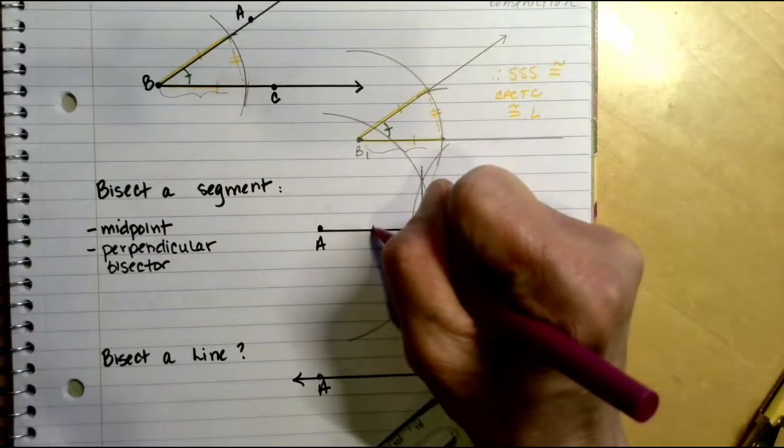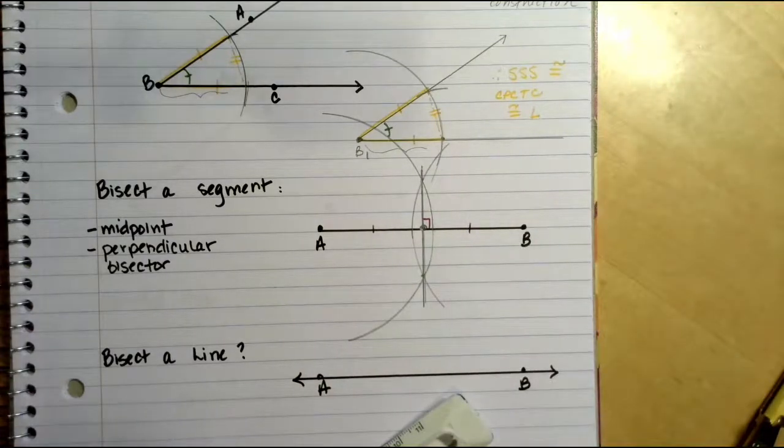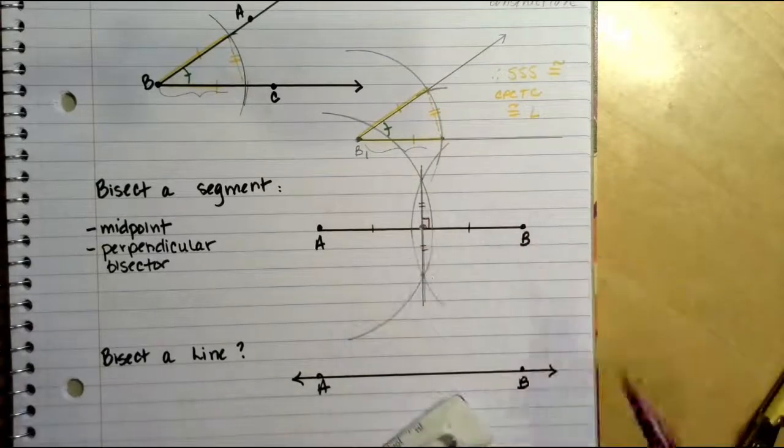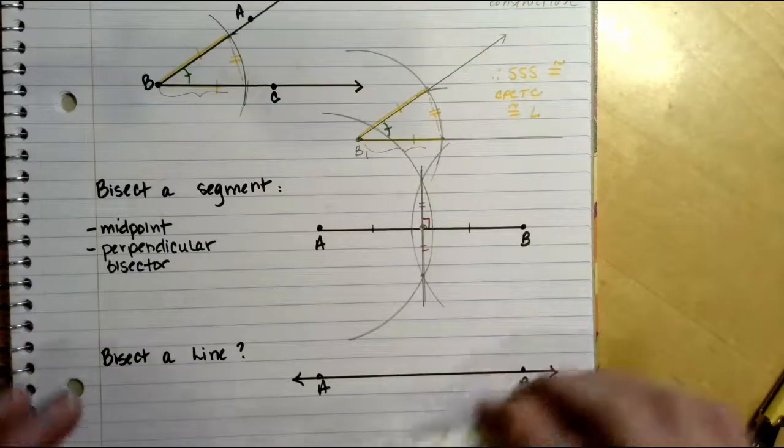and these two segments are guaranteed to be bisected. And these two segments are guaranteed to be bisected. Now, if you're curious about why, let's talk about what I just did.